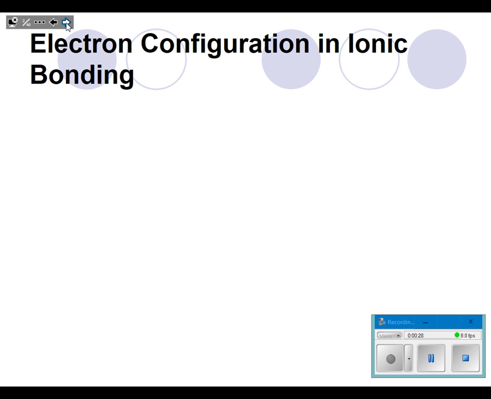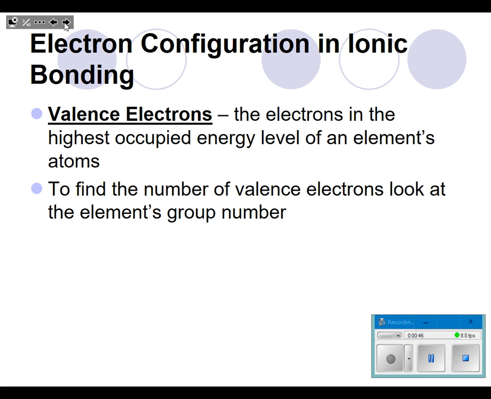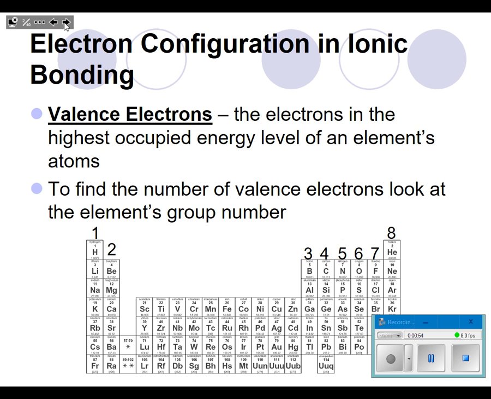So when we talk about electron configurations and ionic bonding, the first thing that we have to talk about is valence electrons. If you remember, valence electrons are those electrons in the highest occupied energy level of an element's atoms. And we went through the trend of valence electrons on the periodic table. So to find that number of valence electrons, we looked at the element's group number, which was the number next to the letter A at the top of the column.